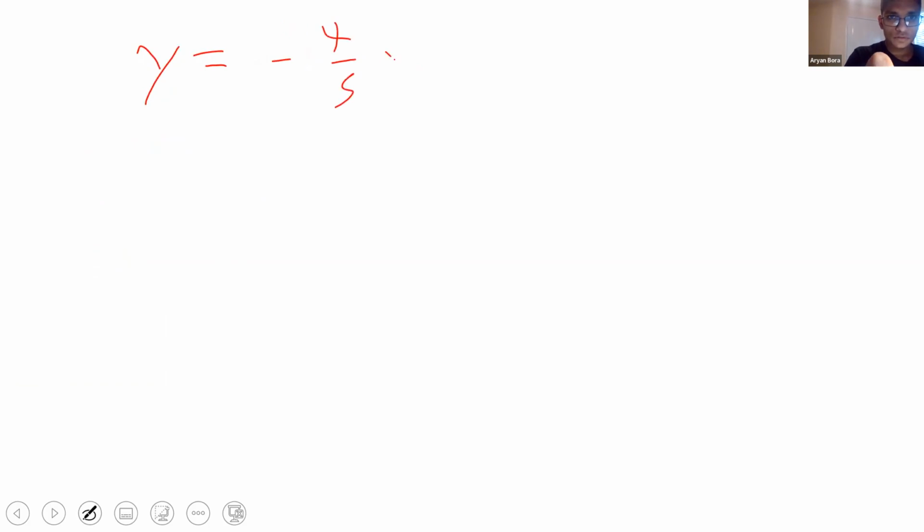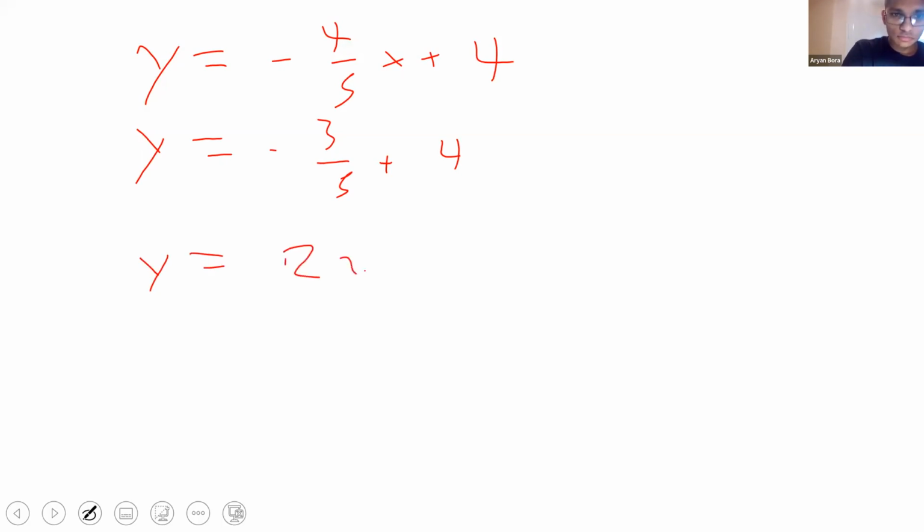Okay. So that was the equation of line AC. Then y equals -3/5 x plus 4 is the equation of line AG. So now all we need to do is find the equation of line EF, and then intersect these, and we'll be done soon. So for EF, the equation of that will just be y is equal to 2x minus 4.